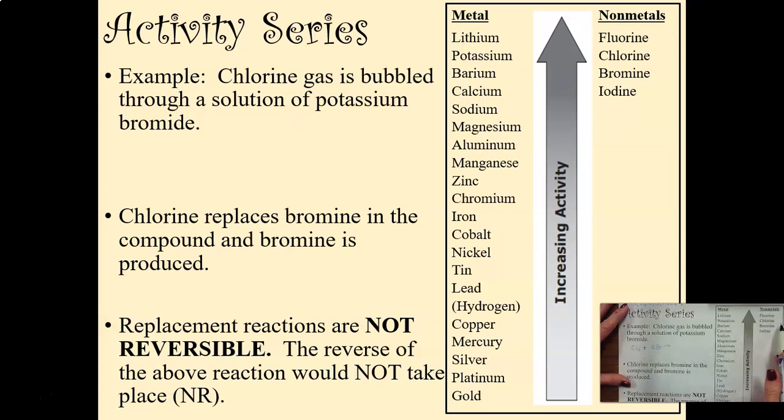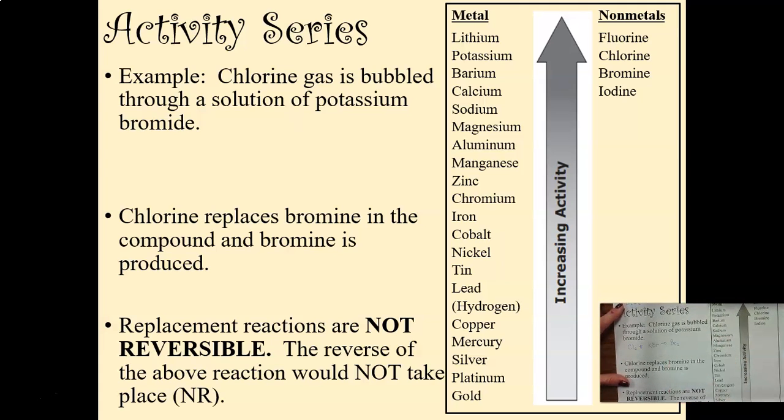So I go over here to my activity series. Well, here's chlorine and here's bromine. Can chlorine replace bromine? Yes, it can. So it'll kick bromine out, so bromine will be by itself. But remember, it's diatomic, so when it's by itself, it gets a subscript of 2, plus potassium chloride.